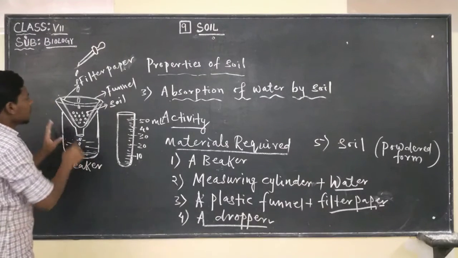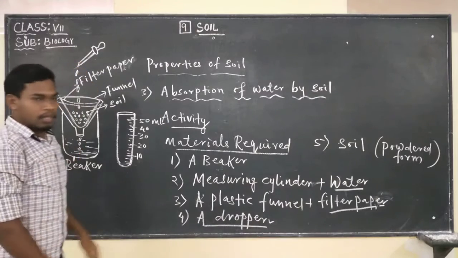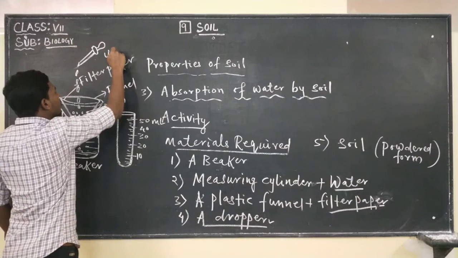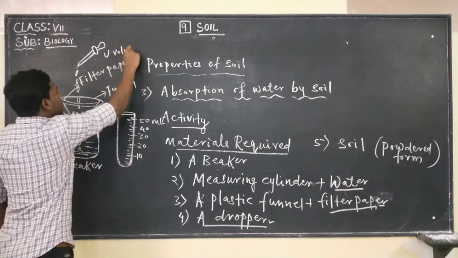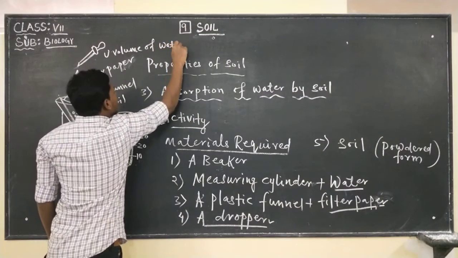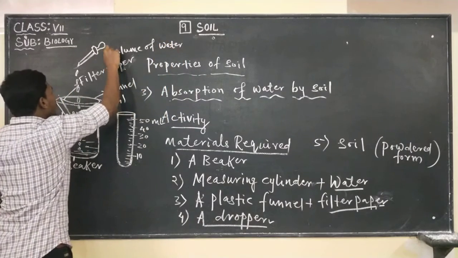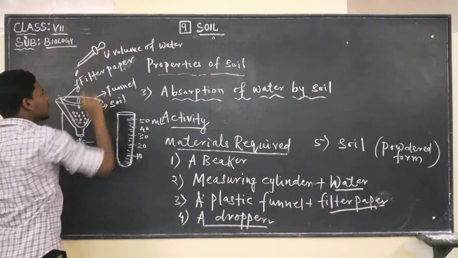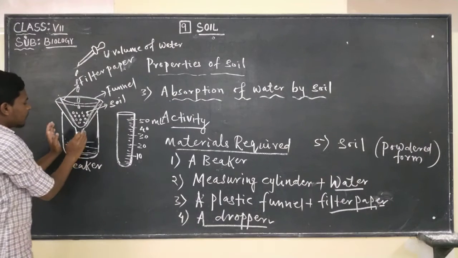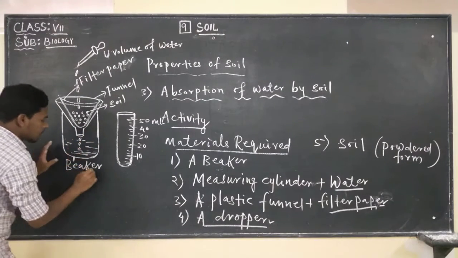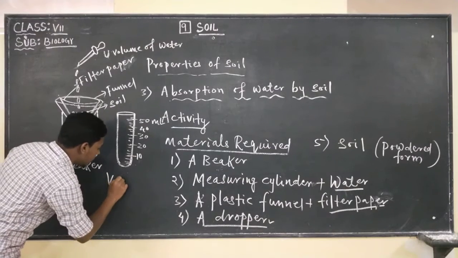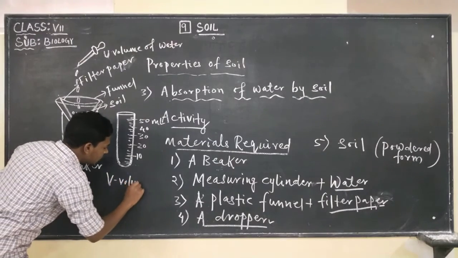The water that you are putting with the help of the dropper is known as the initial volume of water. I have kept U as the indication. U is the initial volume of water, and the water that is collected in the beaker is the final volume of water. I have kept V as the indication.